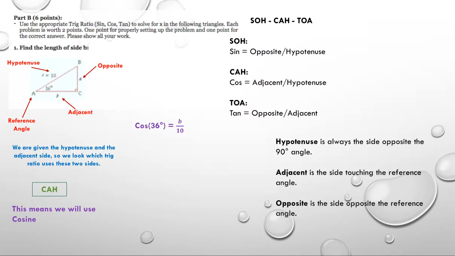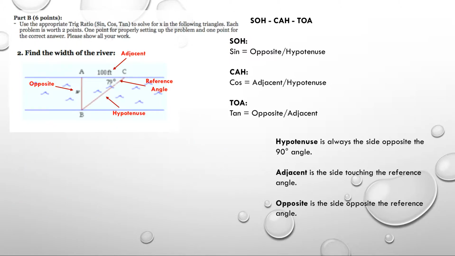So let's plug in our values now. Cosine of 36 degrees equals B, adjacent, over hypotenuse, which is 10. So B over 10. And if we solve, now we want to isolate the variable B, so we're going to multiply both sides by 10. And B equals 10 times the cosine of 36, which is approximately 8.09.